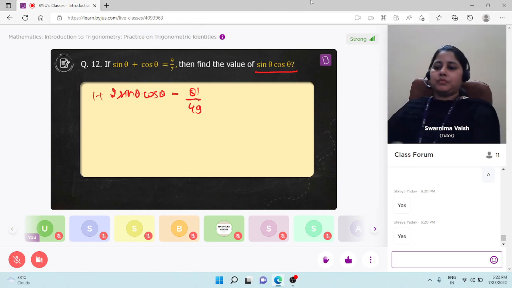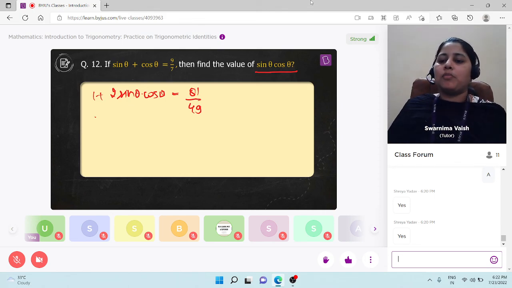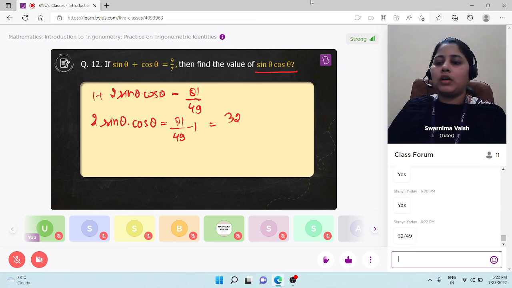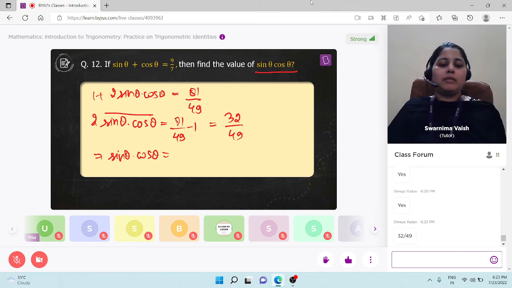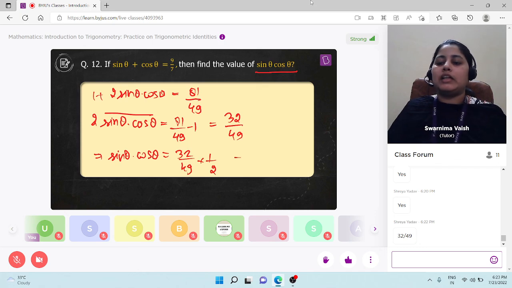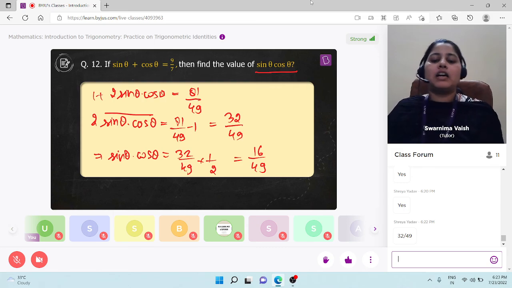Friends, from here, 2 sine theta into cos theta will be equal to 81 by 49 minus 1. So it will be equal to 32 by 49. No, Shreya, the value of sine theta into cos theta only. It means we will just divide by 2 to both the sides. So 32 by 49 divided by 2, that is, it will be equal to 16 by 49 is the answer.